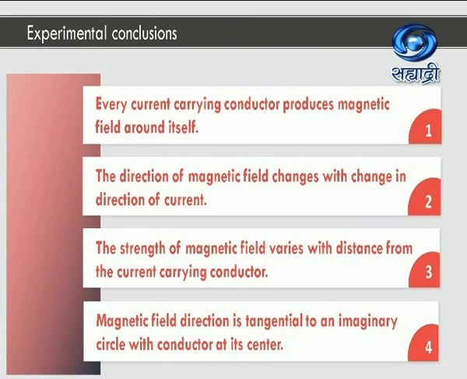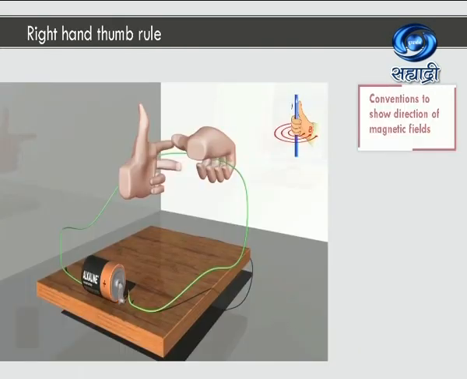The fourth conclusion is that the magnetic field direction is tangential to an imaginary circle with the conductor at its center. As I told you, the magnetic fields are produced in a circular way around a current carrying wire. If we have an imaginary circle, then at any point on the circumference of that circle, if I want to find out the magnetic field there, then I simply have to make a tangent there. The magnetic field is in the direction of that tangent. Is this clear to you?